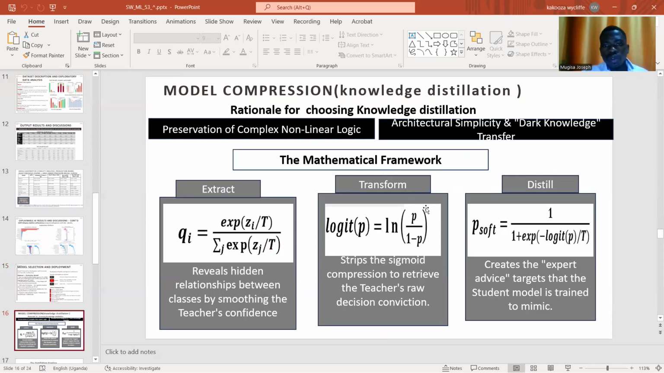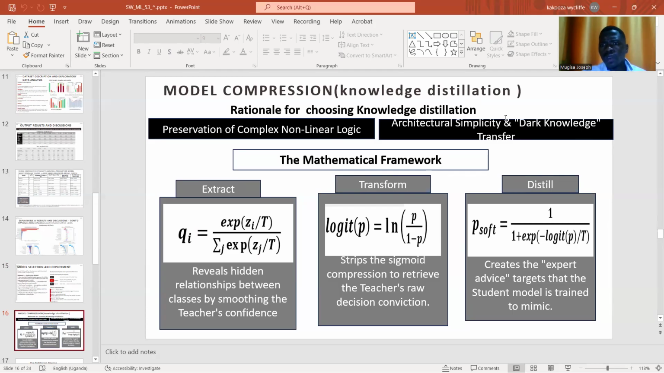so then we progress to model compression for performance purposes, and so we generate a simpler model with a simpler architecture, which mimics the teacher model, uses actually the entire logic of the teacher model, and performs almost like the teacher model. Why? We choose knowledge distillation. Why? Because it preserves the complex logic. It's not all about removing the features, but it also has architectural simplicity through the dark knowledge.